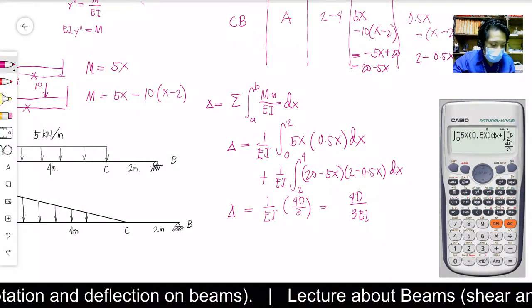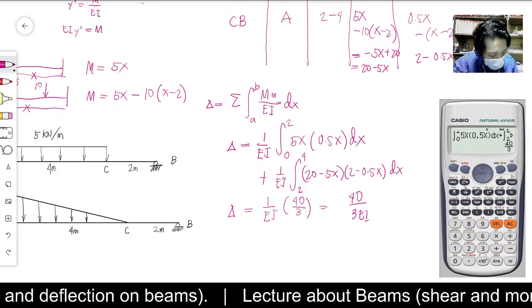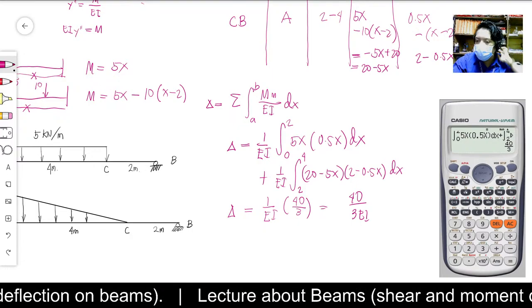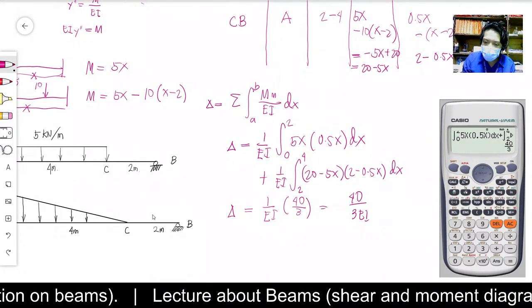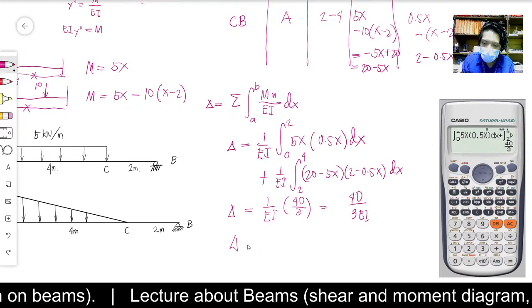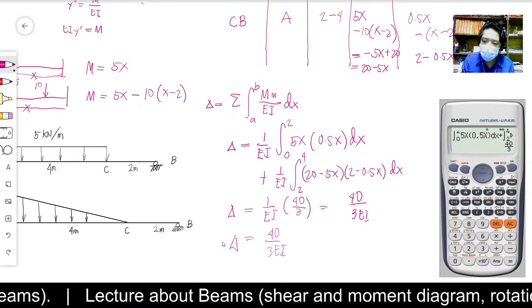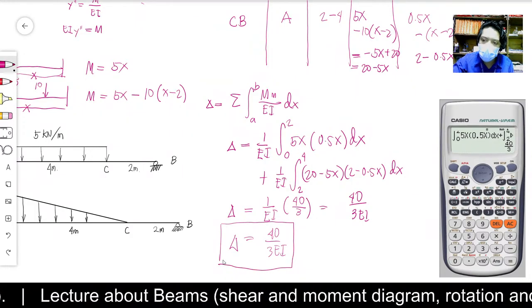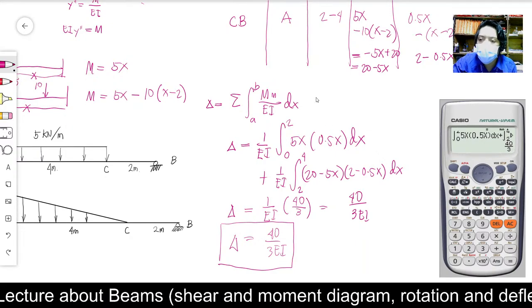Okay. So, may mali ako kanina. Double integration, mali ako. Okay, so the answer for the deflection at the midspan is equal to 40 over 3EI. This is the correct answer. So, may mali ako kanina. Okay, let me recall again.